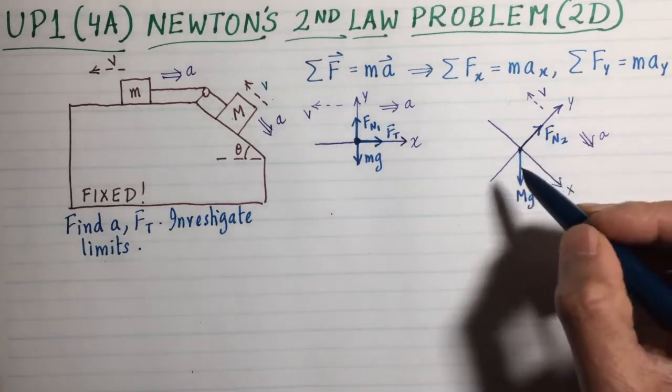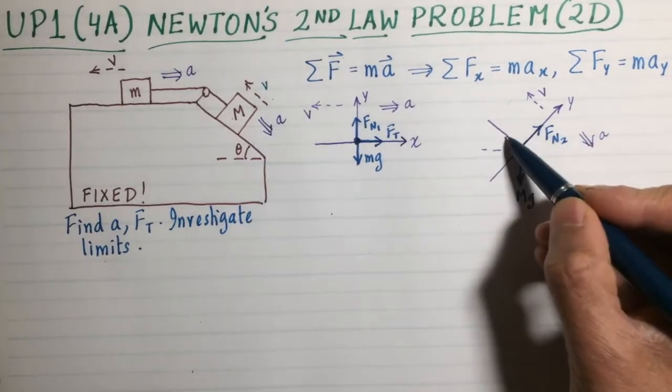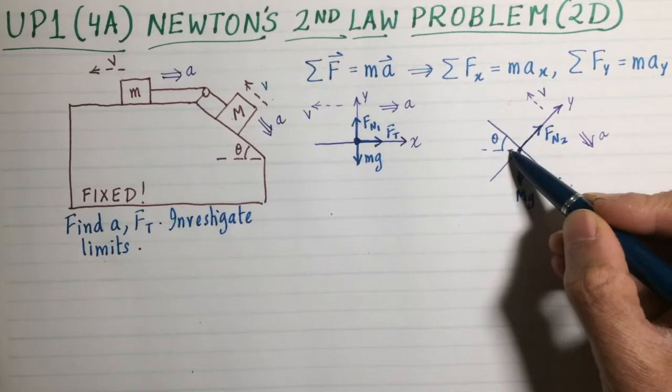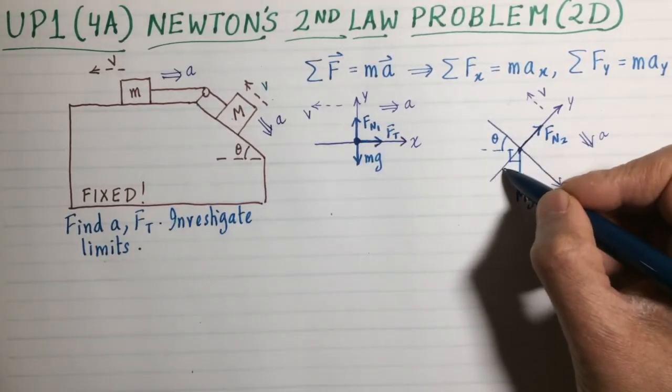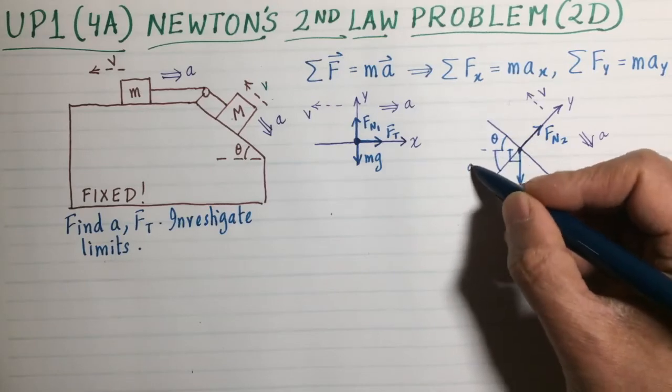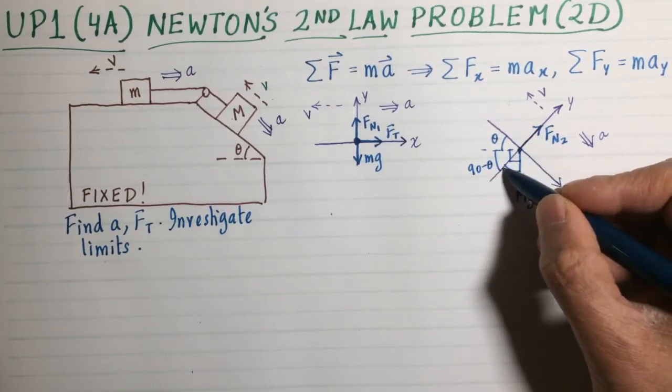Now what is this angle theta? That angle theta is actually this. Observe that this is 90 degrees. So if that angle is theta, this is 90 minus theta. And because this angle is 90 degrees, this angle is also theta.